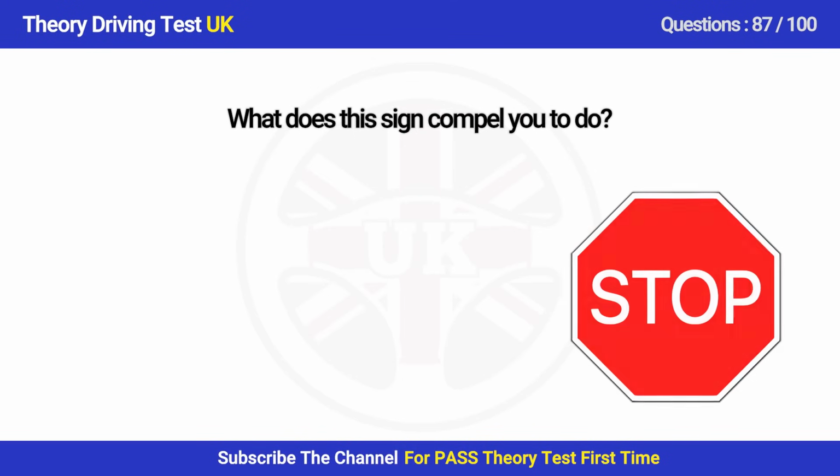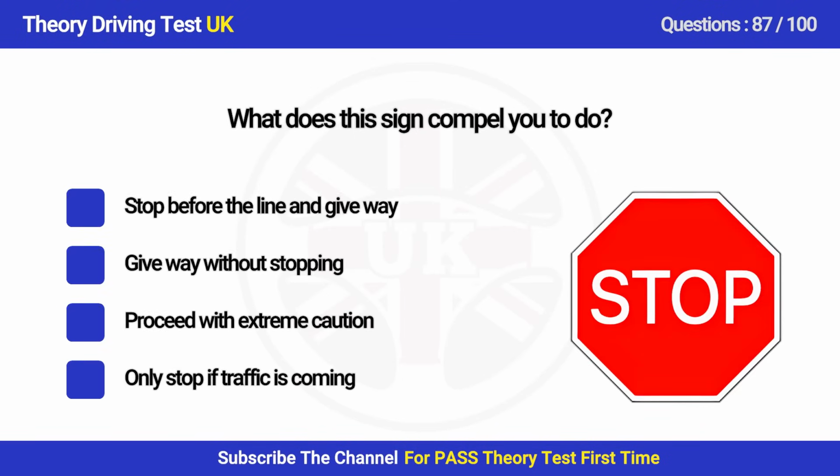Question 87. What does this sign compel you to do? A. Stop before the line and give way. B. Give way without stopping. C. Proceed with extreme caution. D. Only stop if traffic is coming.